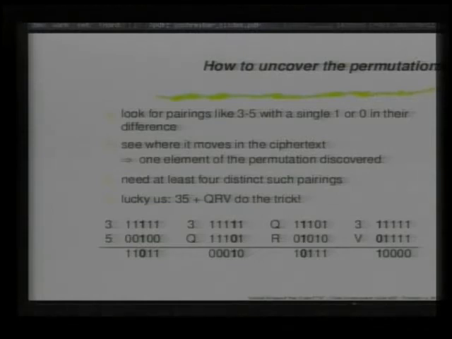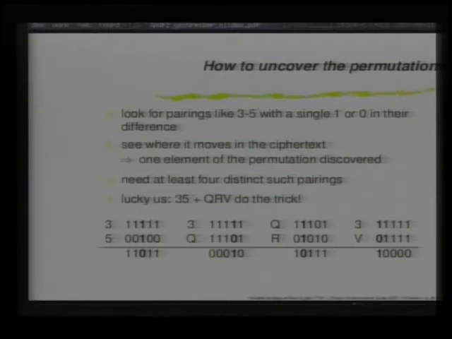I told you before that the QRV was also a very common thing in the texts, and actually combining 3, 5, and QRV gives us 4 pairs that will do the trick. You see 3, 5, I already showed you, has the characteristic bit in position 3, then 3Q gives the 4, QR gives 2, and 3V gives 1. And then the 5th bit is obvious where it moves. So you can deduce the entire permutation by finding these 4 pairs in one row of your intercepts, right?